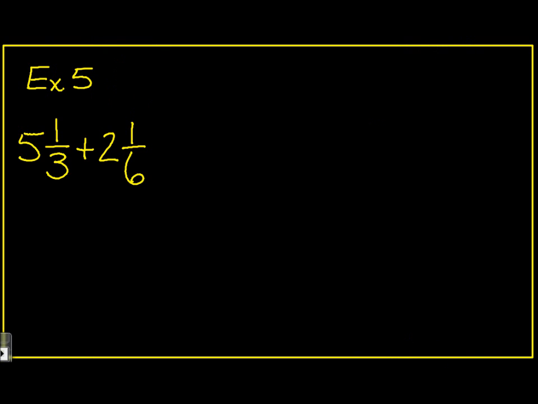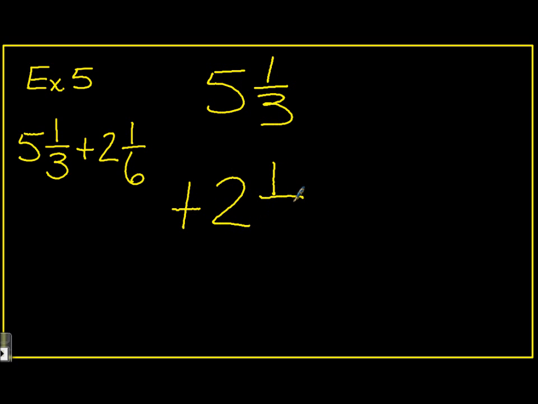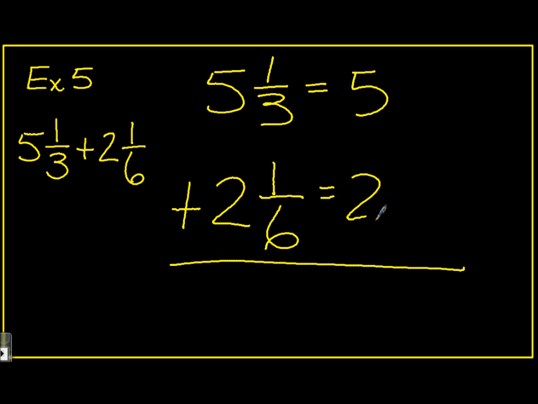Example number 5. 5 and 1/3 plus 2 and 1/6. This time we can find our common denominator. There's a couple different ways. You can multiply 3 times 6 and come up with 18, or look for the smallest number, which in this case is, again, number 6.